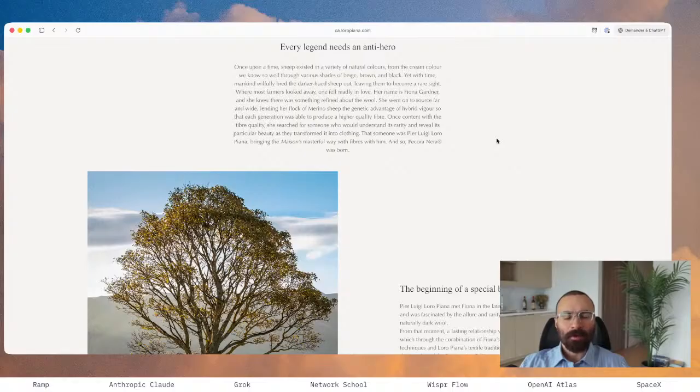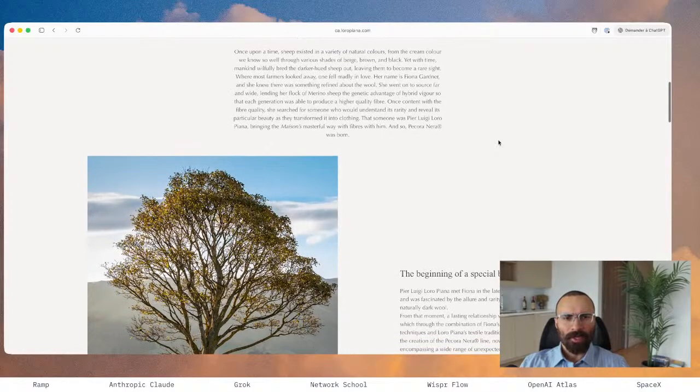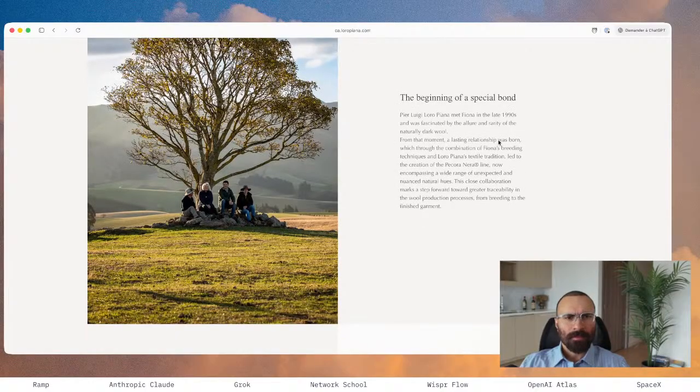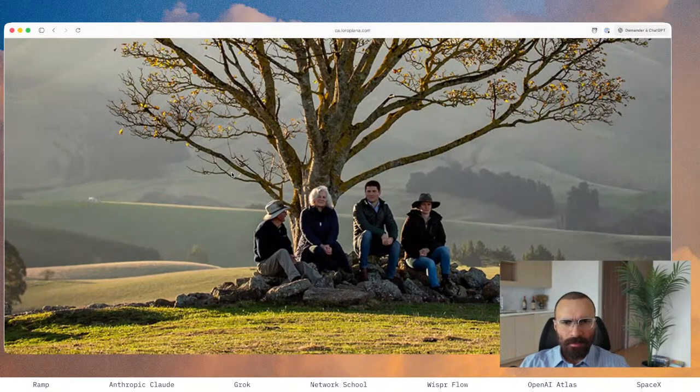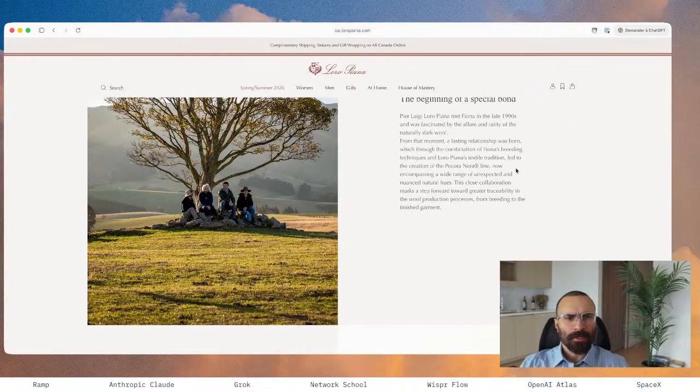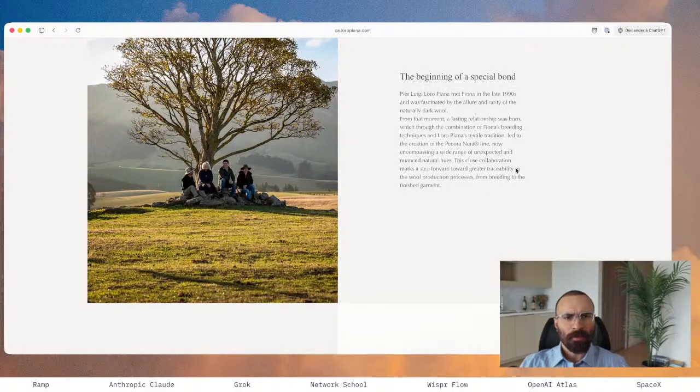Once content with the fiber quality, she searched for someone who would understand its rarity and reveal its particular beauty as they transformed it into clothing. That someone was Pier Luigi Loro Piana, bringing the Maison's masterful way with fibers with him, and so Pecora Nera was born. The beginning of a special bond. Pier Luigi Loro Piana met Fiona in the late 90s and was fascinated by the allure and the rarity of naturally dark wool. From that moment, a lasting relationship was born.